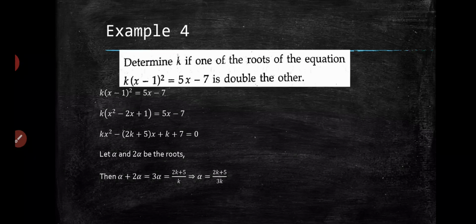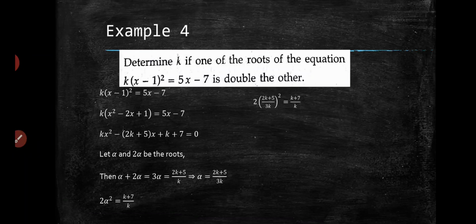So sum of the roots, now in this case one is alpha, the other is 2 alpha, so therefore sum of the roots is 3 alpha, and 3 alpha is nothing but 2k plus 5 by k, or in that case alpha is basically 2k plus 5 by 3k, and product of the roots, that is 2 alpha square, that is equals to k plus 7 by k. Now I already found out the value of alpha in terms of k, so let me just put it in this second one and then solve for k.